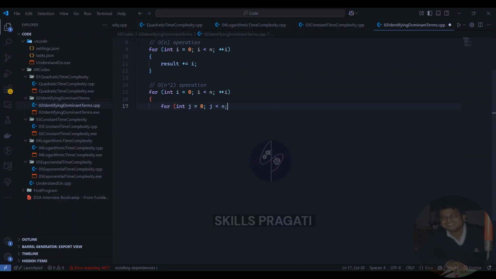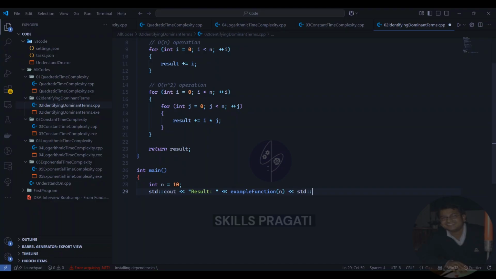Next we have a Big O(n²) quadratic operation. We include a nested loop. Here, for every iteration of the outer loop, the inner loop runs n times, leading to roughly n times n, or Big O(n²) operations. This quadratic component dominates the overall time complexity. Although the function contains Big O(1) and Big O(n) linear operations, the dominant term is the Big O(n²) operation. Therefore, the overall time complexity of exampleFunction is Big O(n²).